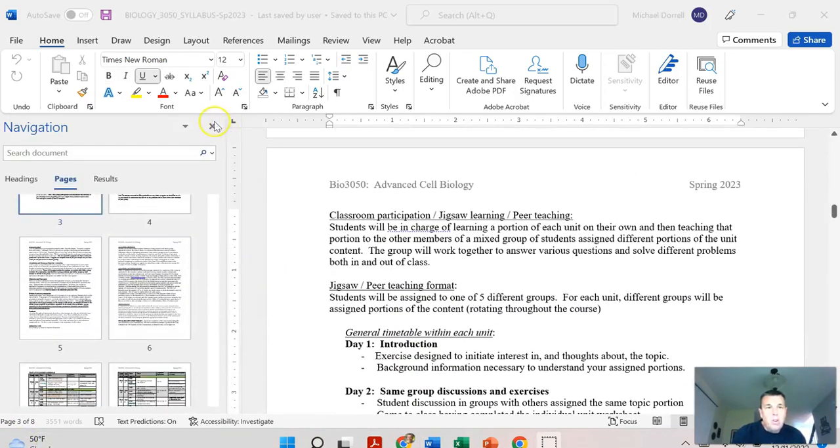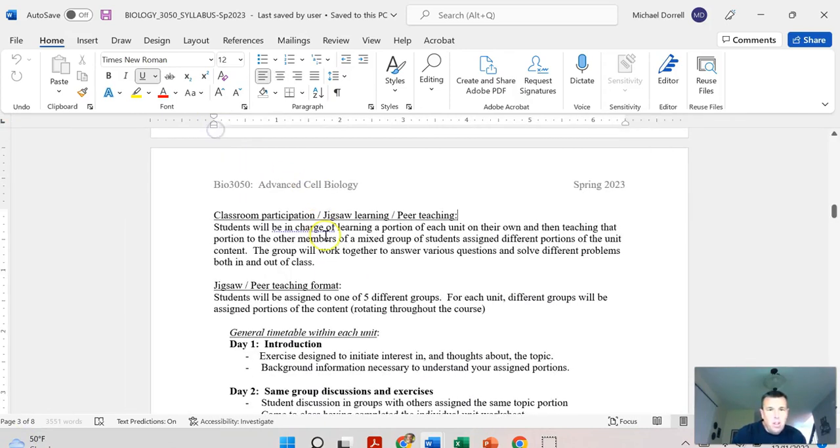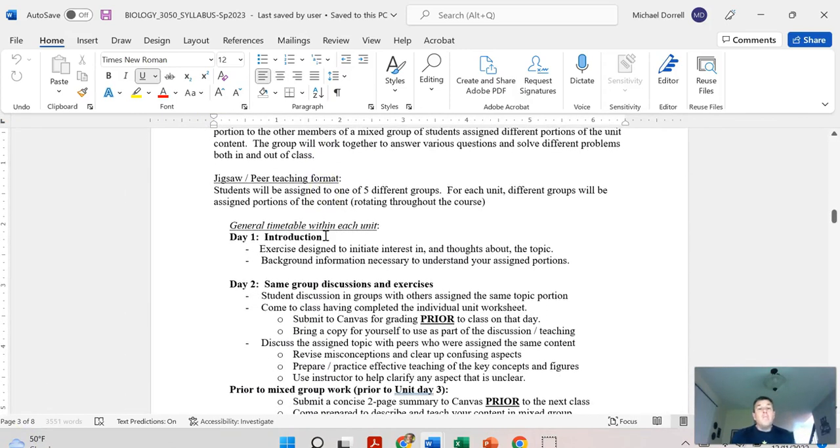All right, so as we go through here, you can see this is the general timetable within each of those 4 units that are the jigsaw units. So the first day we're going to have an introduction, and this is where I'm basically going to go over some basic information about the unit, giving you a lot of information that you might need to really understand your own portions and then be ready to teach.